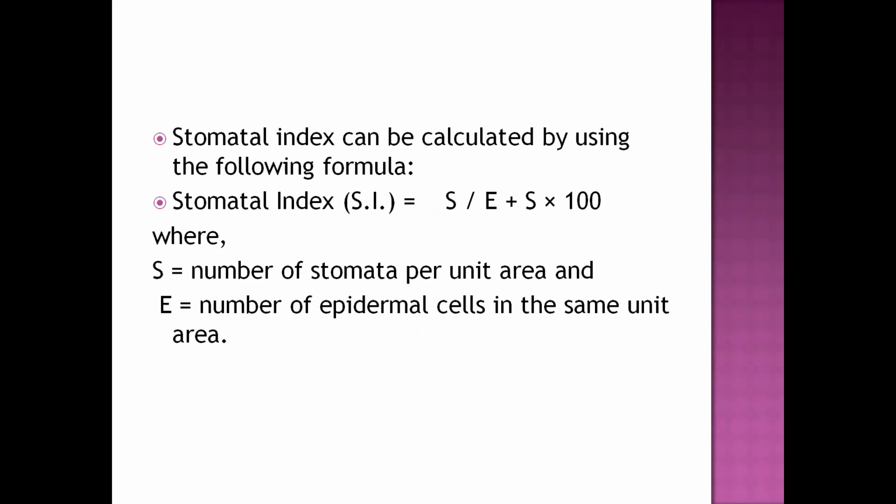What is S in this? S is the number of stomata per unit area, meaning in 1 mm square of epidermis how many stomata are visible, and E is the number of epidermal cells in the same unit area.